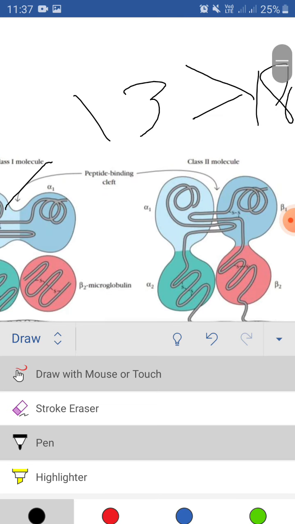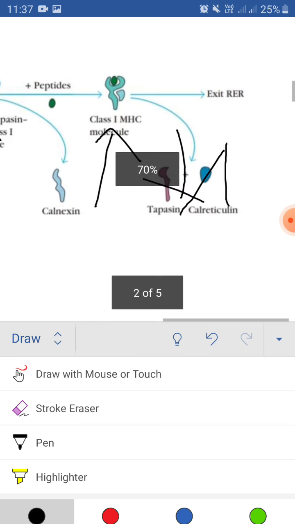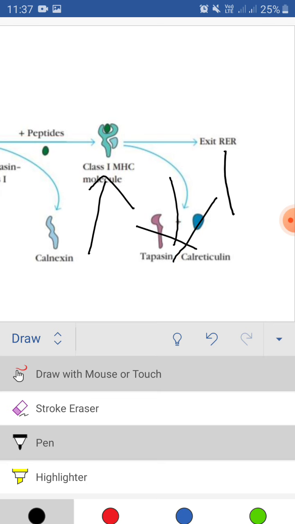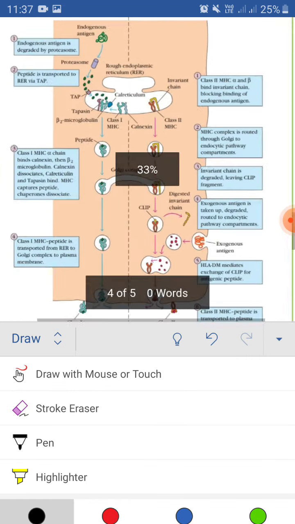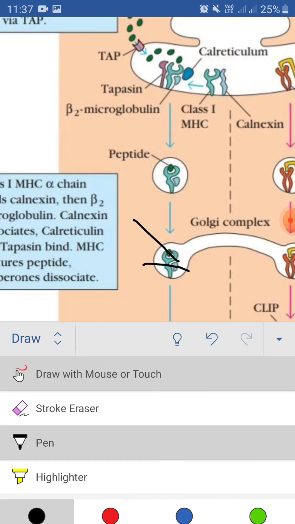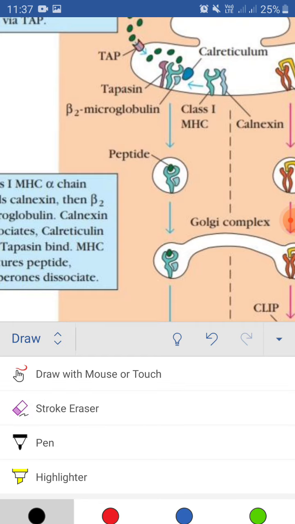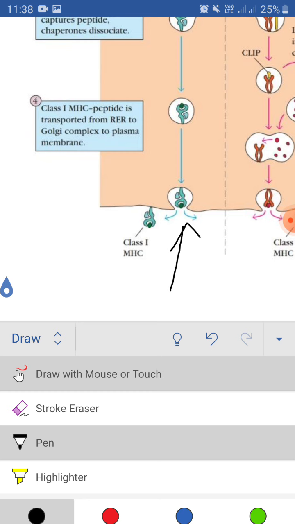and now once these chaperone proteins are released, the MHC molecule exits from the rough endoplasmic reticulum. Here is the whole transport process of the MHC class 1 molecule. After releasing from the ER, it enters the Golgi network, and then it is expressed on the membrane of the cell.